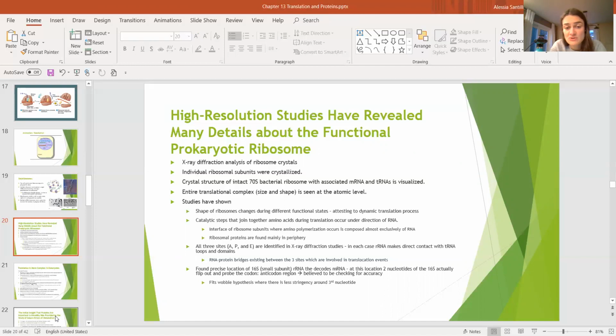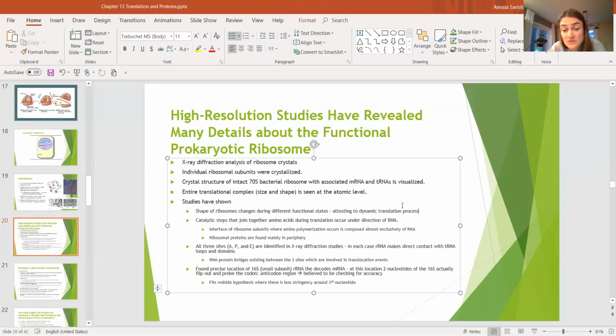So the individual ribosomes were crystallized, and then the crystallized structure showed the association of the 70S, the full snowman structure, the large and the small subunits, with the associated mRNA and tRNA, and it could be visualized at an atomic level. The study showed that the shape of the ribosomes changes during different functional states. This attests to the dynamic translation process. Translation is a very dynamic process. A lot of things are moving, a lot of things are happening.